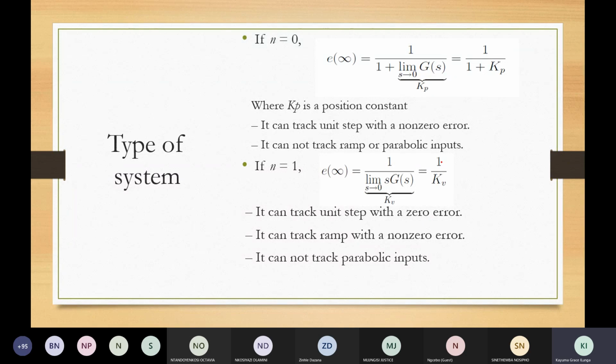In the case we have kv, we know that the steady state error is equal to 0 for the step input, but is equal to a certain value different from 0 for the ramp. But it cannot track the parabolic input, because in that case the steady state error is infinite. So now kv is called the velocity constant.